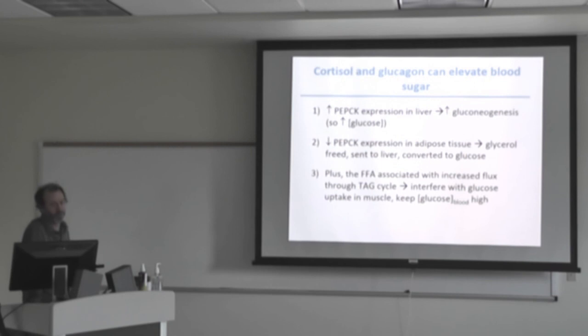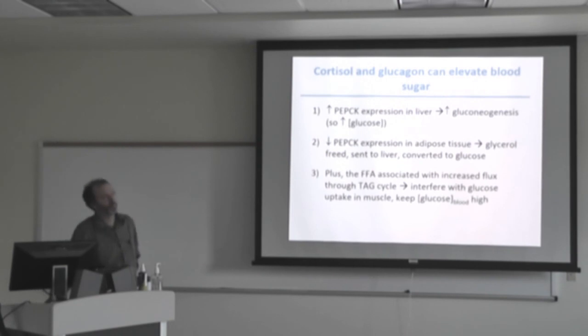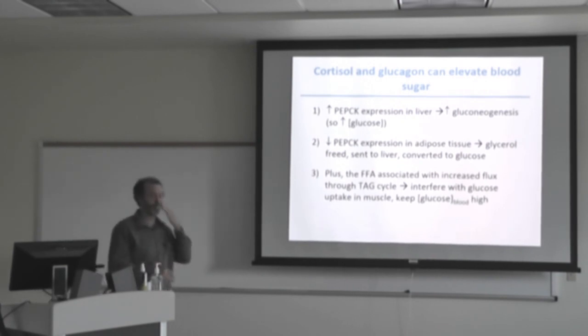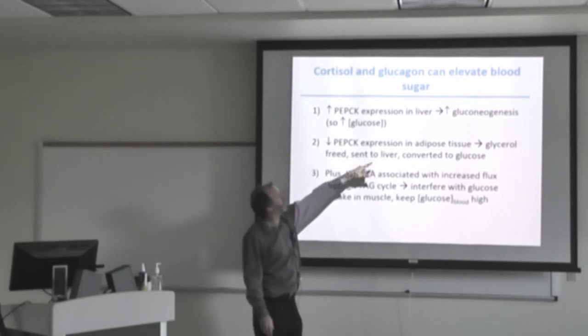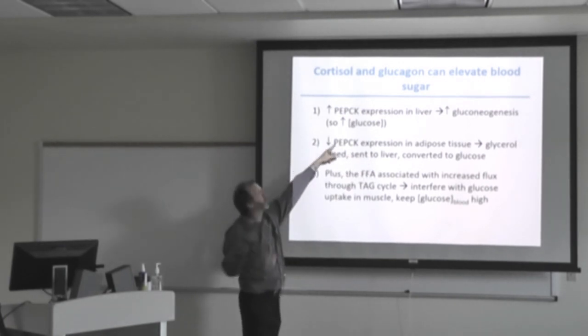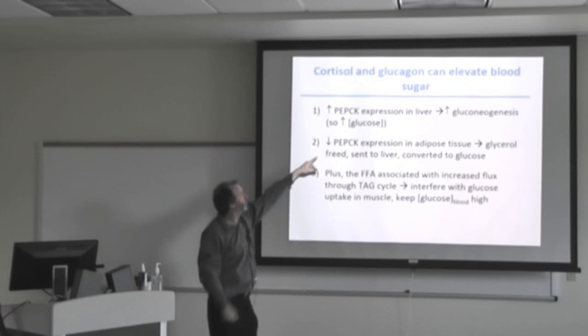Cortisol and glucagon can elevate blood sugar. So increased phosphoenolpyruvate carboxykinase, or should I just say PEPCK? See, I can't even say that. Expression in the liver increases gluconeogenesis, so you have increased glucose production in the liver too.